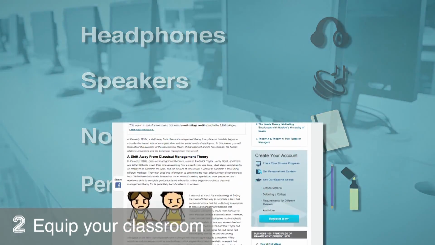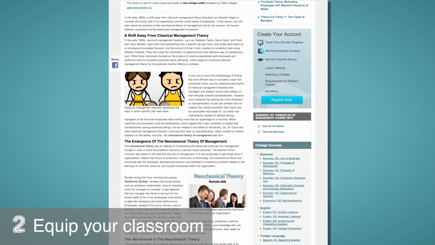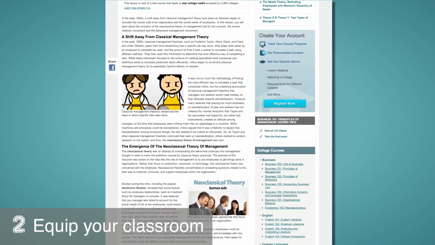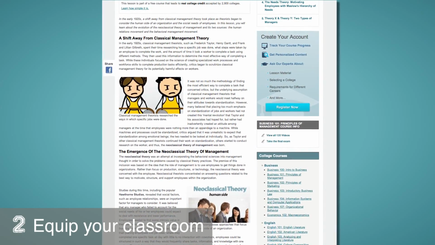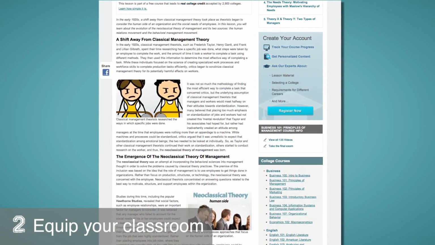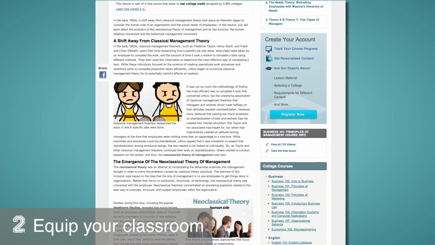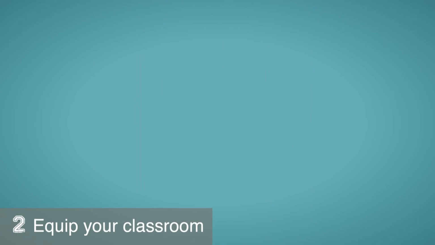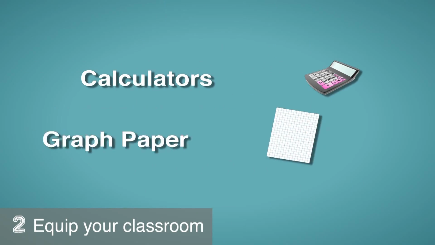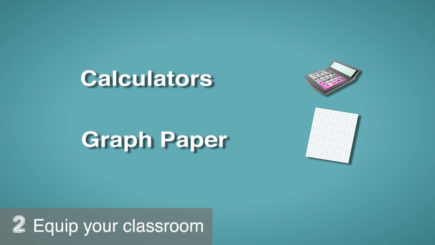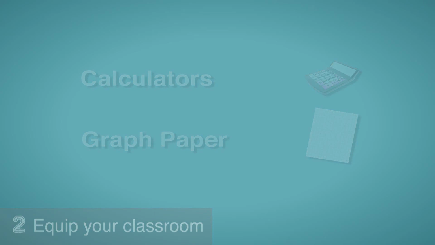If you have the resources, print out the transcript that accompanies each Education Portal lesson and pass them around to each student. This is especially useful if there are a limited number of computers for students to access. For math courses, it can be helpful to provide students with calculators, graph paper, or any other useful materials so they get a hands-on experience.